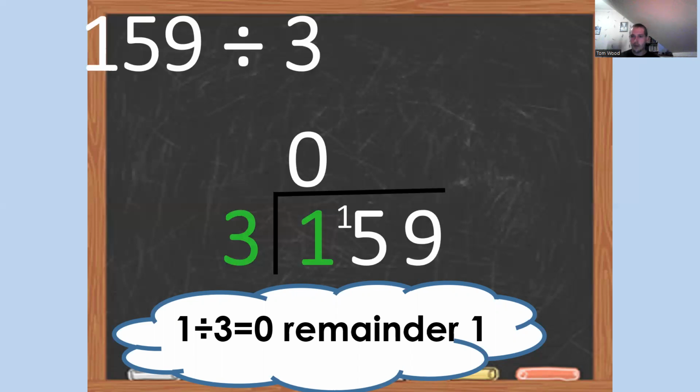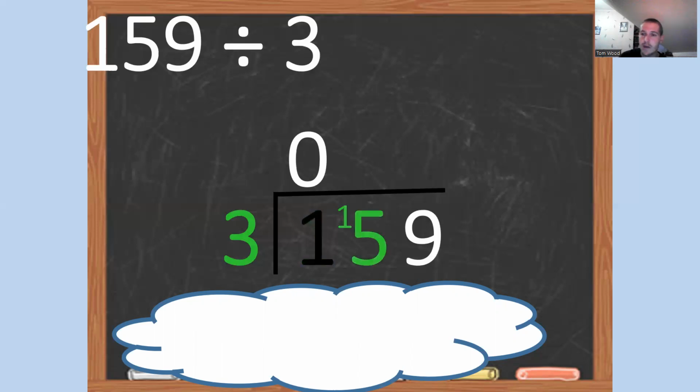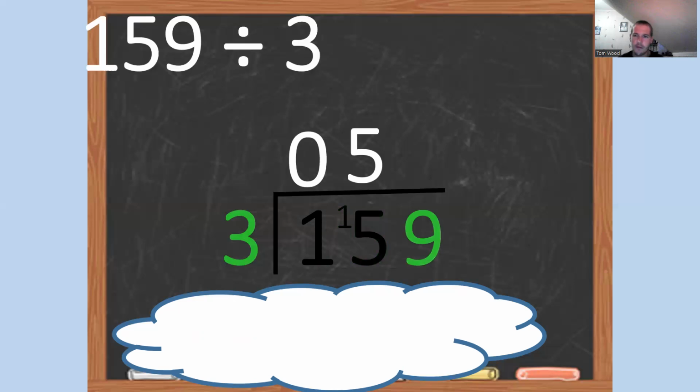So we just need to remember the number carries over and it goes in front of that value. So now we have 3's into 15. Again, I can just count that up and I'll use multiplication: 3, 6, 9, 12, 15. It's going to go in 5 times, absolutely perfectly. And then I just look at my last number. How many times does 3 go into 9? Well, that's going to go in 3 times.